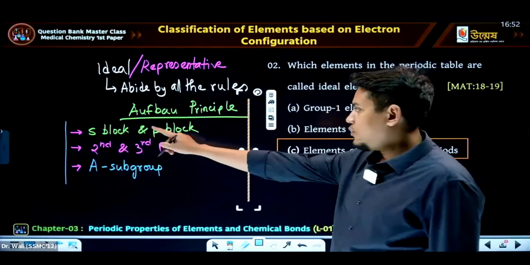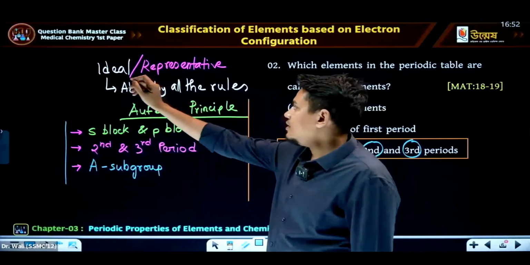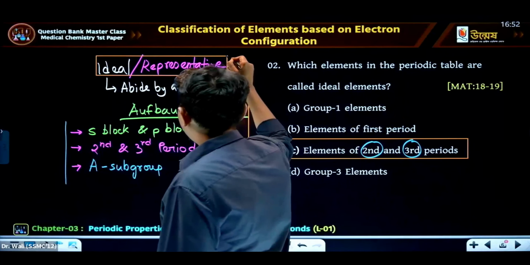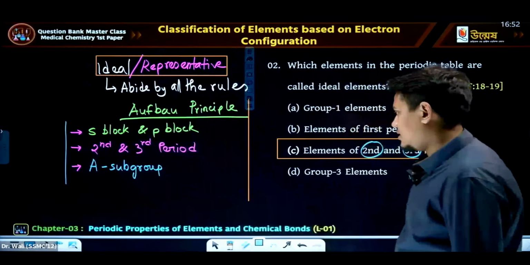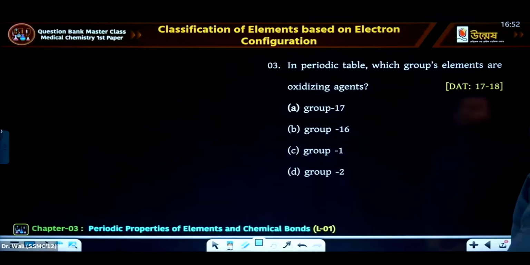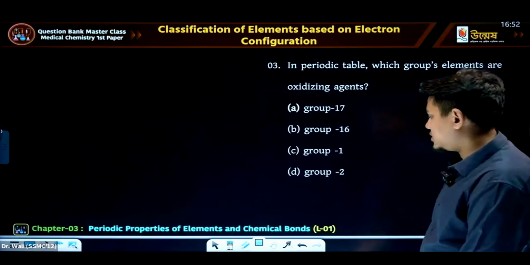So here the learning point is this: you have to learn which elements can be labeled as ideal or representative elements. Okay, so if you can recall all these three, I think it would not be a hassle to answer this question. Next question: in the periodic table, which group's elements are oxidizing agents? Okay, this is a really interesting question.